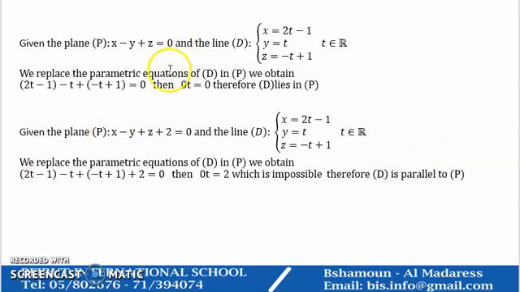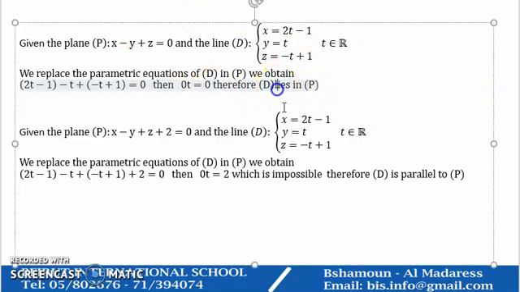Here is another example. Here I have P: x minus y plus z, and D: x equals t minus 1, y equals t, and z equals minus t plus 1. If we replace the parametric equations of D in the plane, we obtain 0t equals 0. In this case, we can deduce that D lies in the plane.